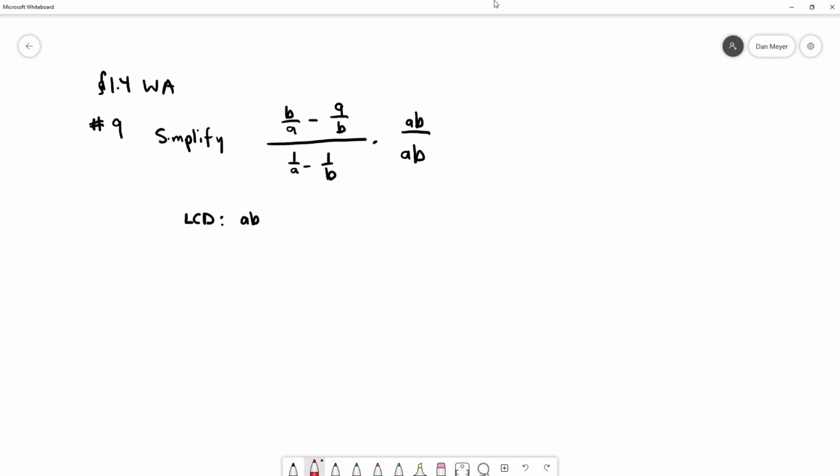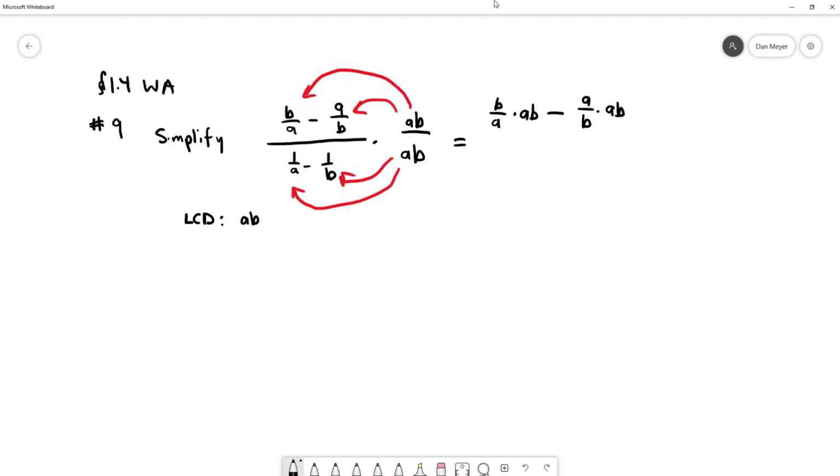And so when I multiply on top, I want to make sure I distribute. And same thing on the bottom. We're going to distribute through on the bottom. Okay? So on top, when I distribute on the first term, it's b over a times ab. When I distribute onto the second term, it's a over b times ab. On the bottom, it's 1 over a times ab minus 1 over b times ab.